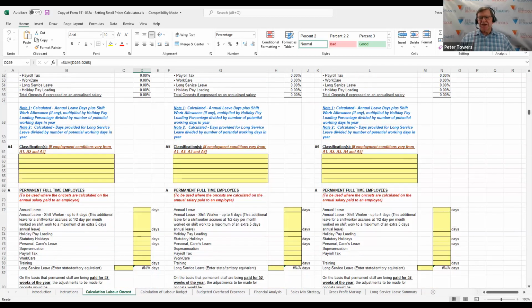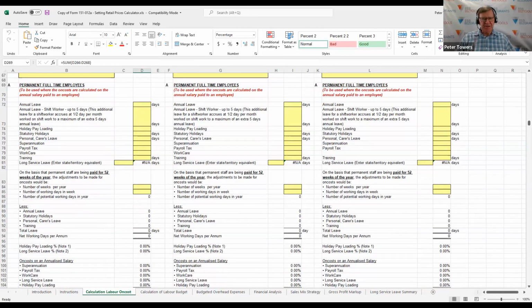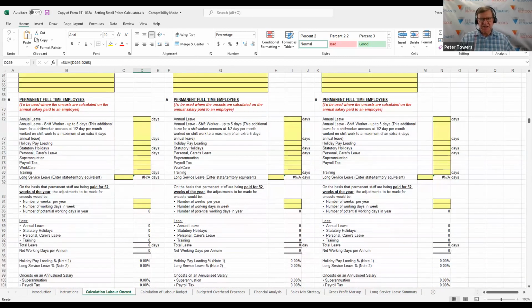So we've got 6 of those classifications with 6 in each. So you've got 36 different arrangements or different types of employees that you can cover within the permanent full-time. It doesn't mean that these employees are on the same rate of pay. They're not. It's that they have the same on-cost arrangements. So their superannuation contributions are the same, the training days are the same, long service leave entitlements the same, and so on.